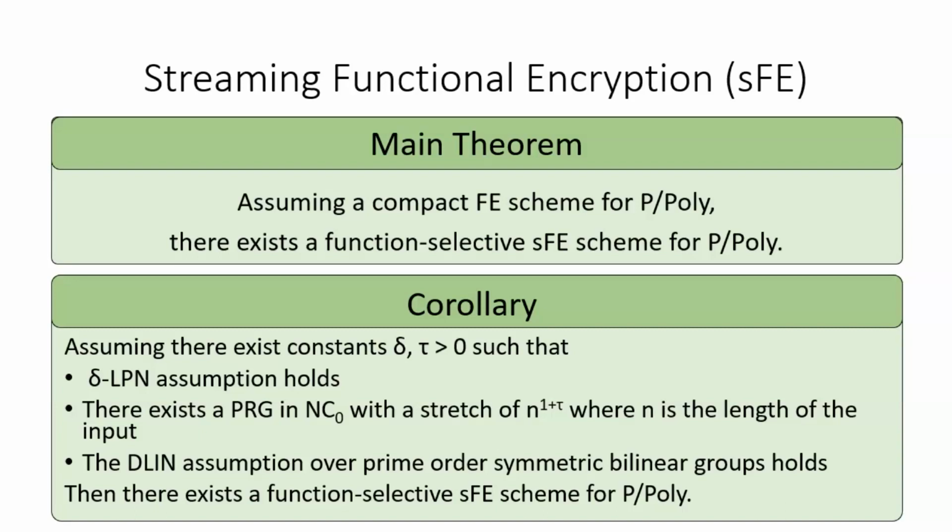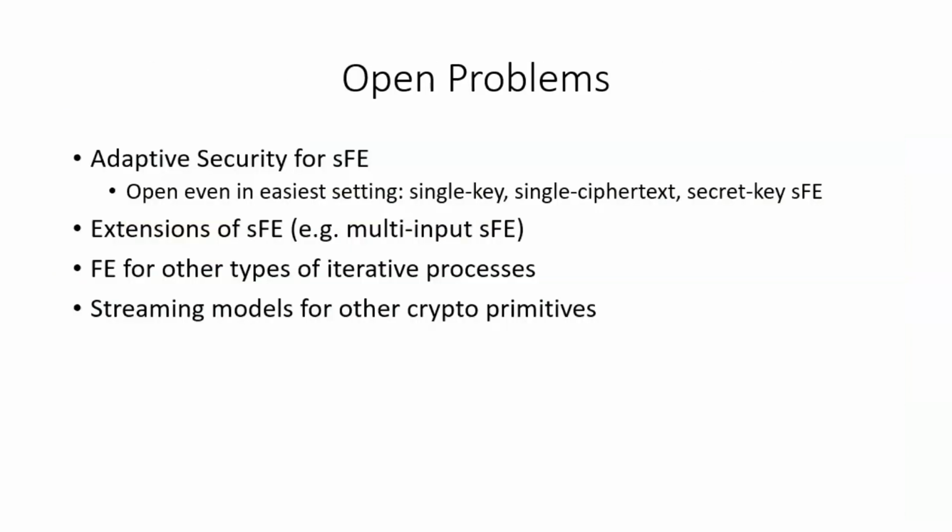So I'll just leave a couple of open problems. It would be nice to get adaptive security, as I mentioned. In fact, we don't even know how to get adaptive security when we restrict to a very weak, in this case, a secret key FE scheme that's only required to be secure for a single key and a single ciphertext.